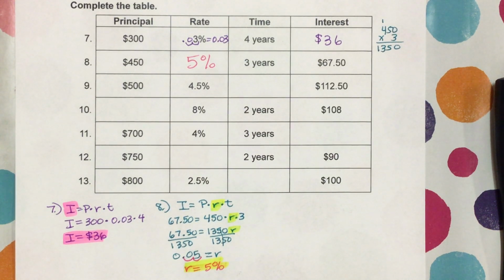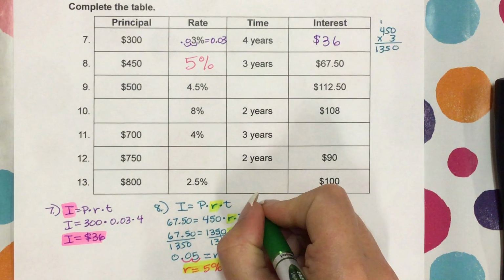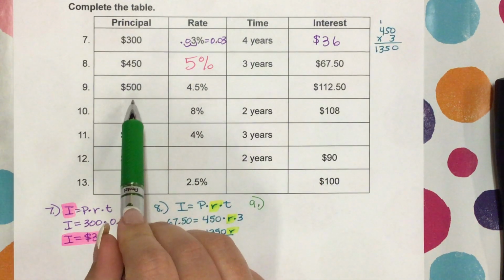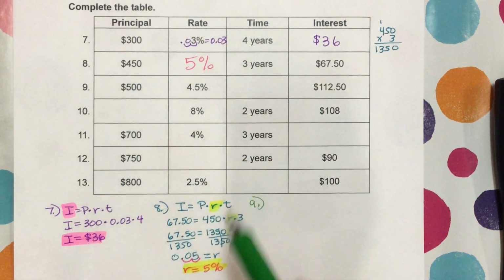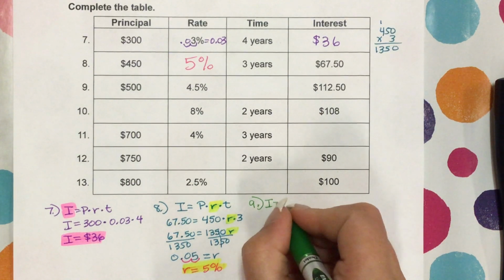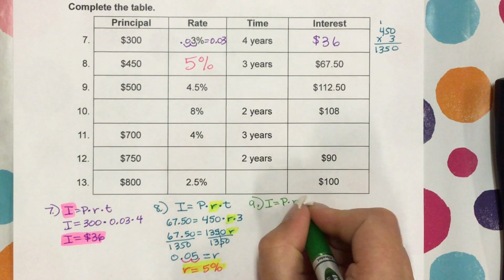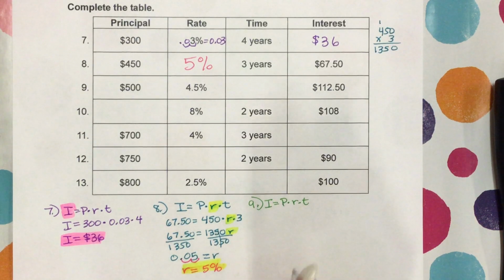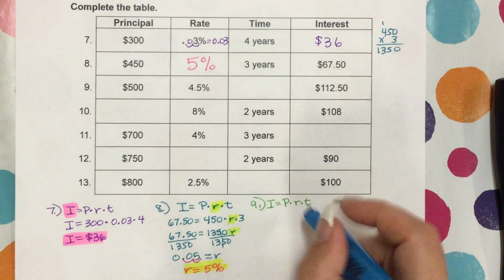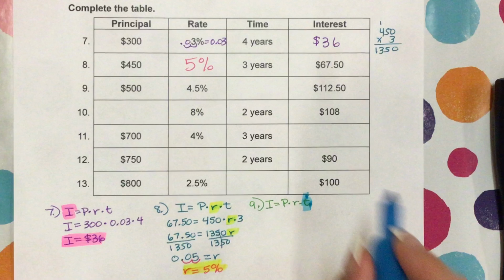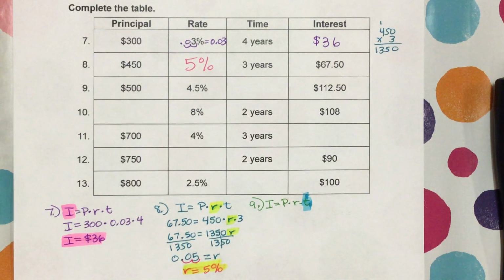Okay, we are back talking about problem 9. So problem 9, what are we looking for? We're looking for the time. We know that we're dealing with the interest equals principal times rate times time. So I want you to write that every single time. This time we are trying to figure out what the time is. We don't have that. So that's the variable we need to isolate.